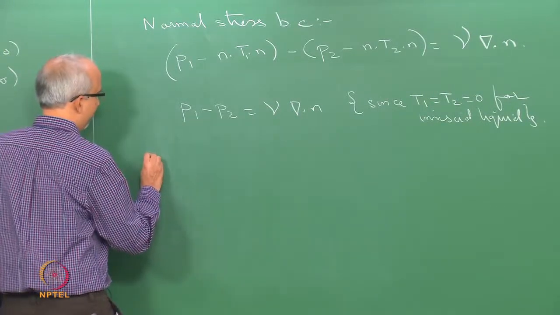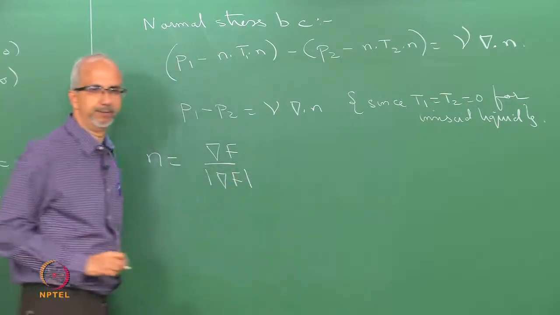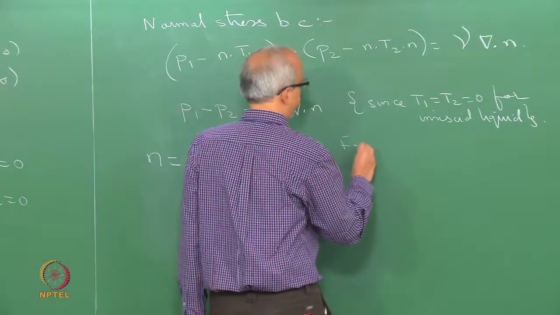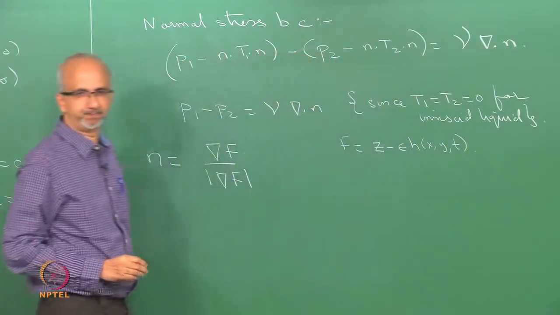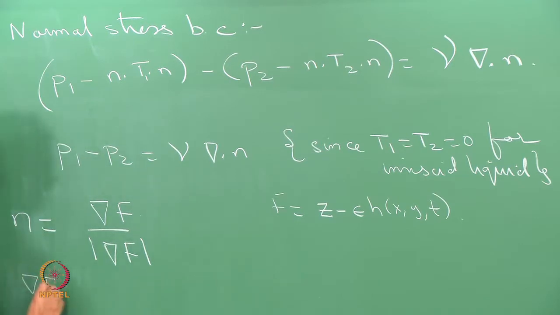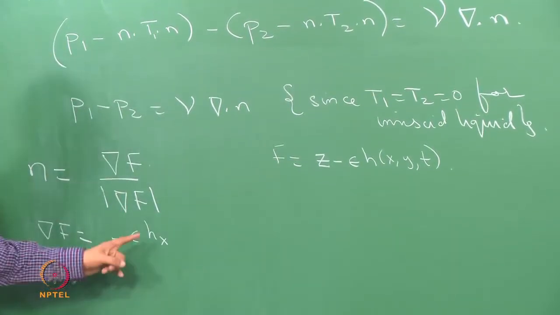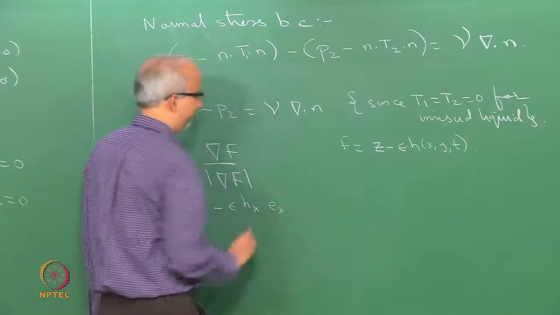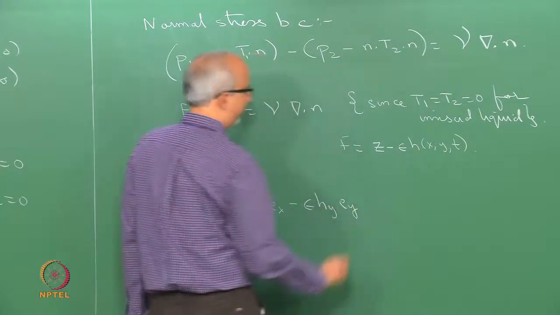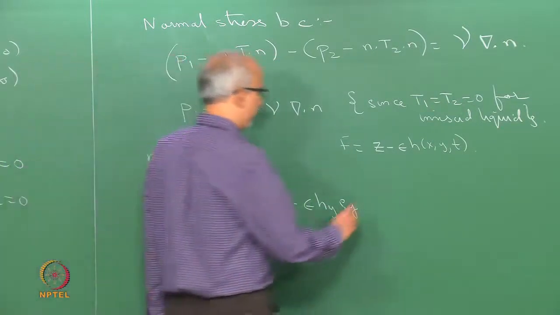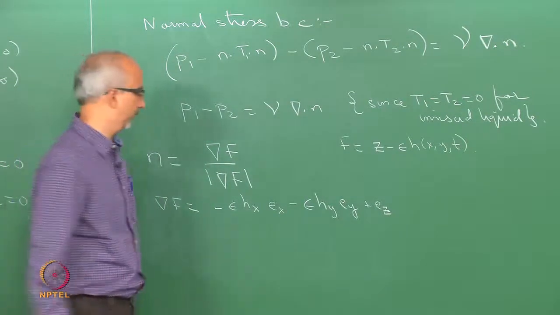You already know how to do this. n is written as gradient of f divided by the absolute value of the gradient of f. And remember, f is z minus epsilon h of x, y, t. Okay, so the gradient of f is minus epsilon h subscript x, that is a partial derivative with respect to x, times e_x, the unit vector in the x direction, minus epsilon h_y times the unit vector in the y direction, plus e_z. When I differentiate with respect to z, I get 1. Okay, that's my gradient of f.